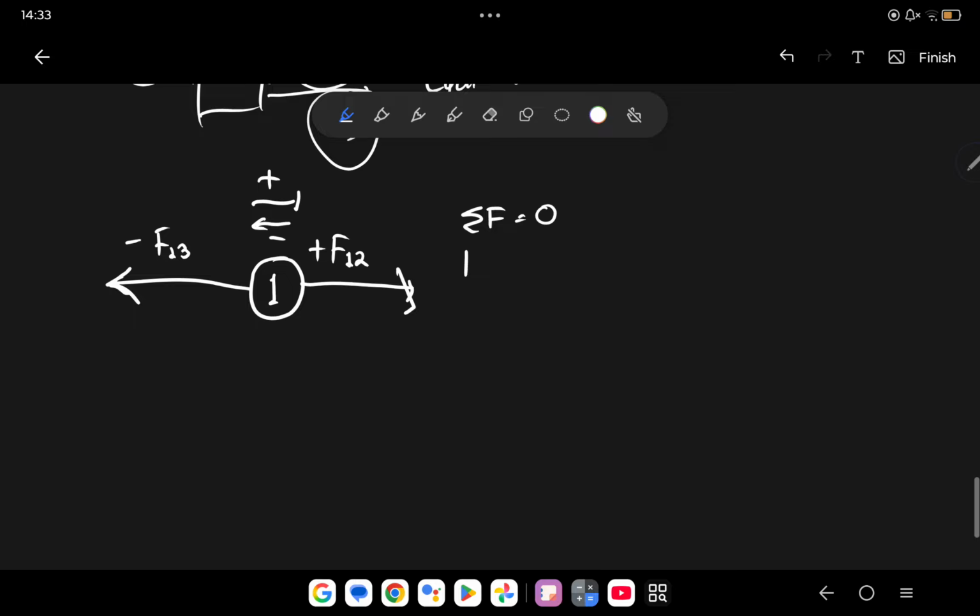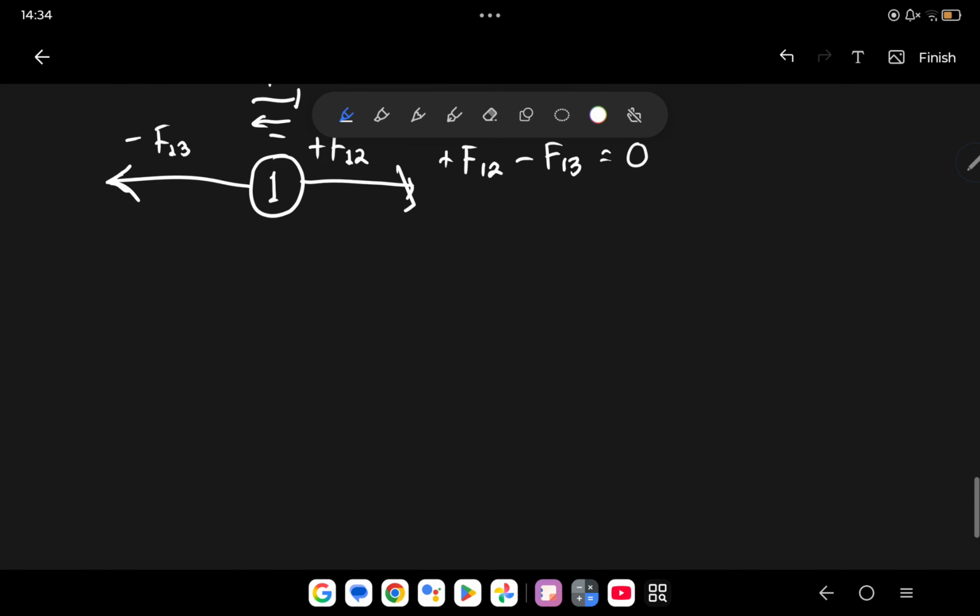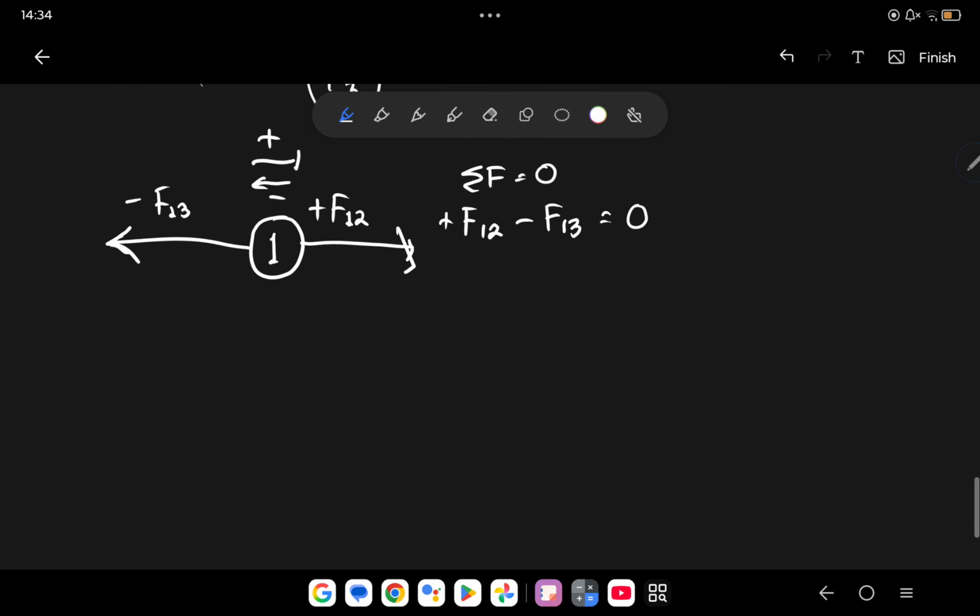Now we add them up. Force experienced by object 1 caused by object 2, positive, remember? Minus force on object 1 caused by object 3 is equal to 0. You can also write it like this, or it's the same. Because they're canceling each other out: I push you with 2 newtons and you push me back with 2 newtons. The resultant is going to be 0 because it's the same size.